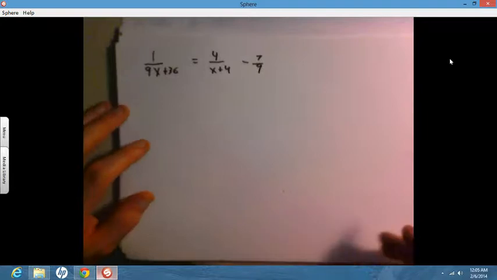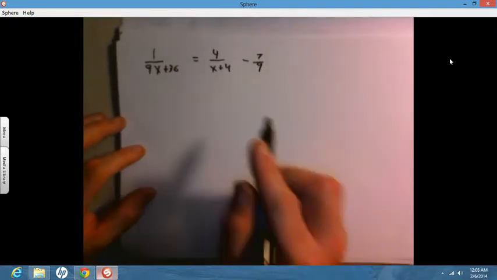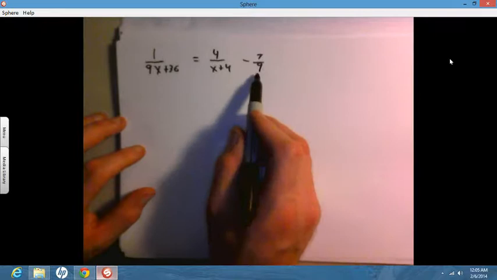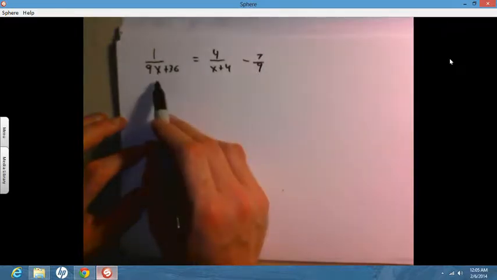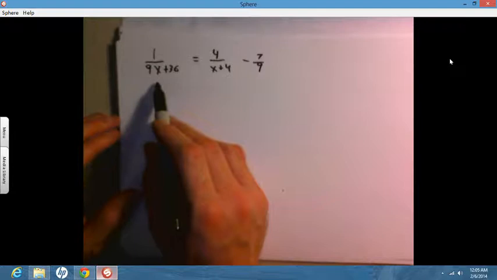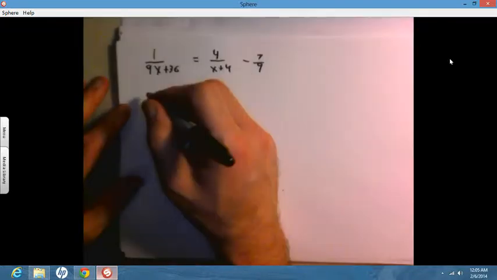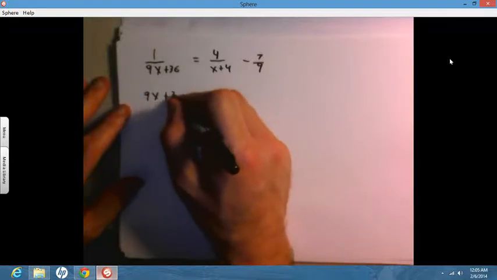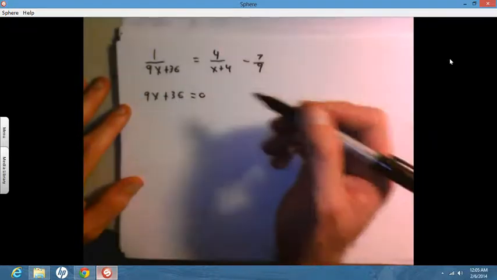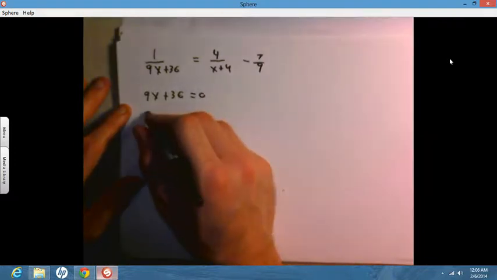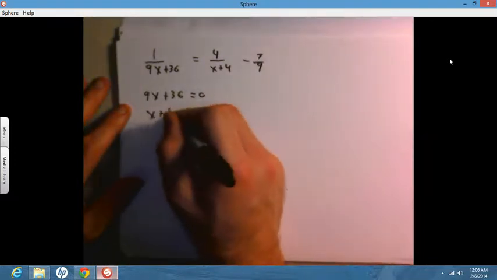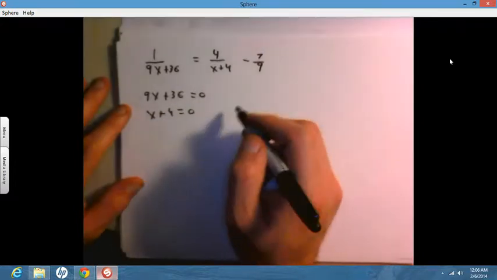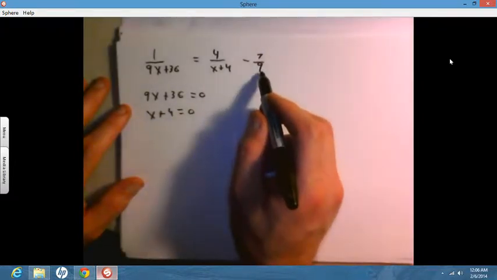Okay, so our denominators are x plus 4, 9, and 9x plus 36. Now I'm only going to do this with the ones with x, because if there's no x, then it's not going to matter, and hopefully that'll make sense. So I'm going to say 9x plus 36 is equal to 0. And I'm going to say x plus 4 is equal to 0. And the other denominator is 9. Obviously 9 equals 0 doesn't make any sense, and that's why I don't have to use that one.